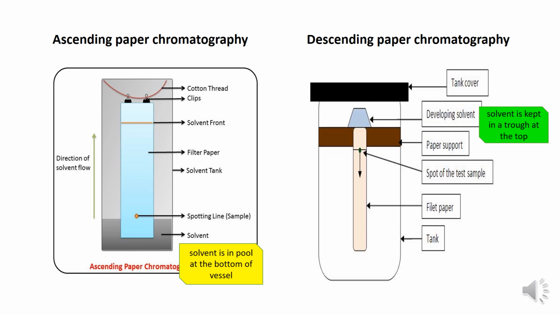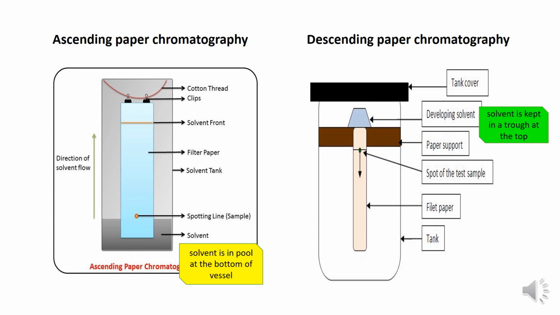For ascending paper chromatography, the solvent is stored in a pool at the bottom of the vessel, while the solvent in descending paper chromatography is stored in a trough at the top. The direction of the solvent flow in ascending paper chromatography is upward, while in descending paper chromatography it is downward.